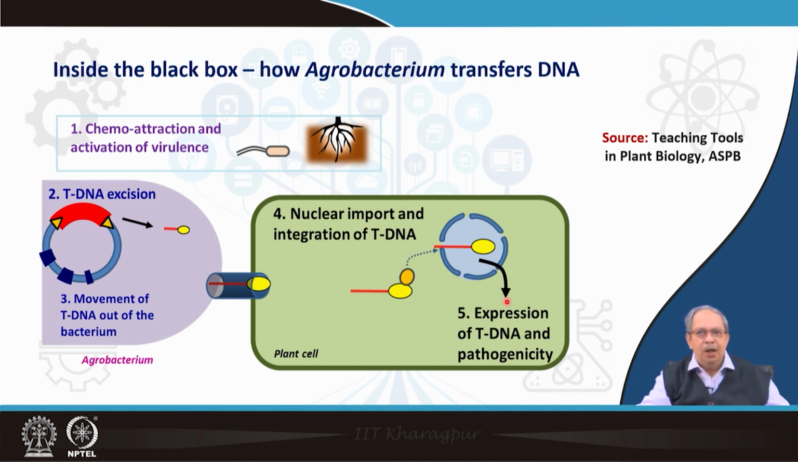It basically asks the plant cell to alter its hormonal balance, because the tDNA contains the genes for auxin and cytokinin as well as opine. So, the plant cell is producing these hormones in higher amounts, and as a result of that you will see changes in the plant growth.